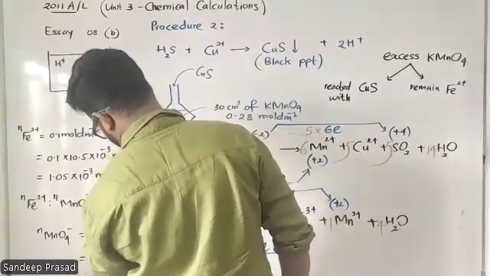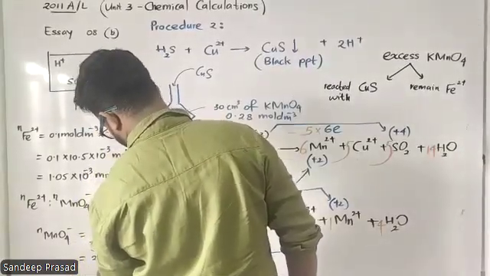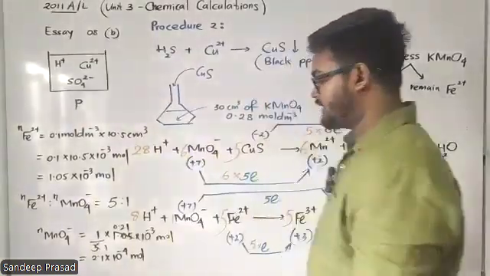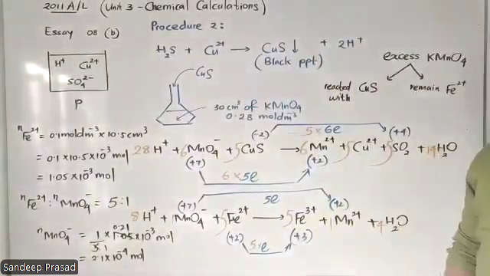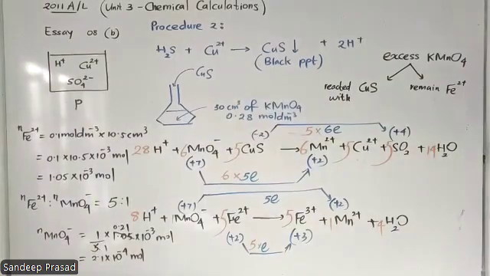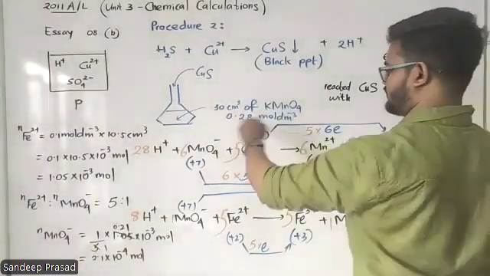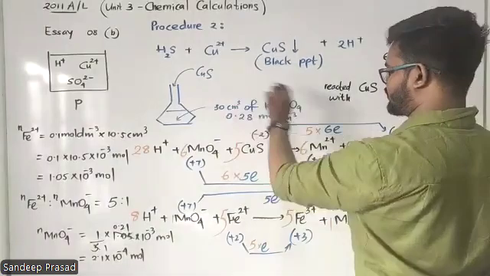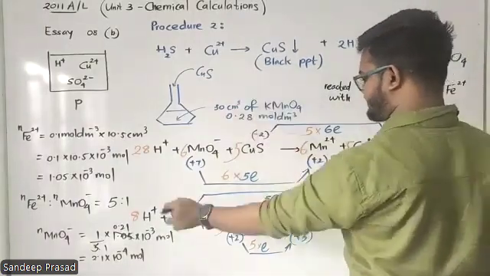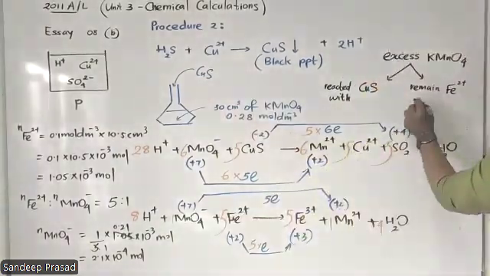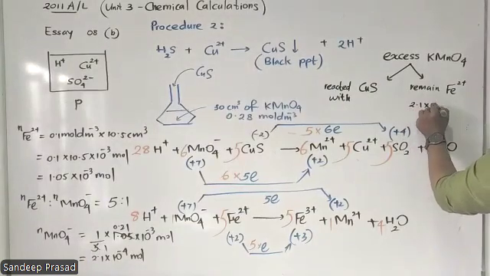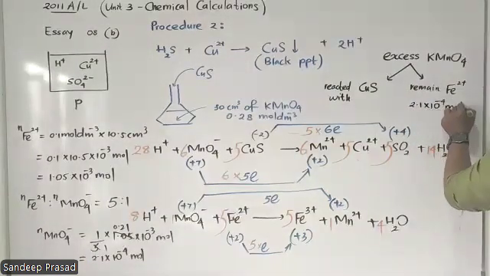2.1 × 10 to the minus 4 moles. So these are the potassium permanganate moles that reacted with Fe2+. Again, out of the total, this is the remaining amount, and we found the remaining amount as 2.1 × 10 to the power minus 4 moles.